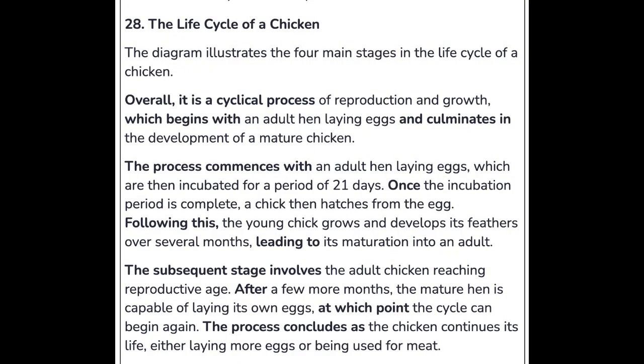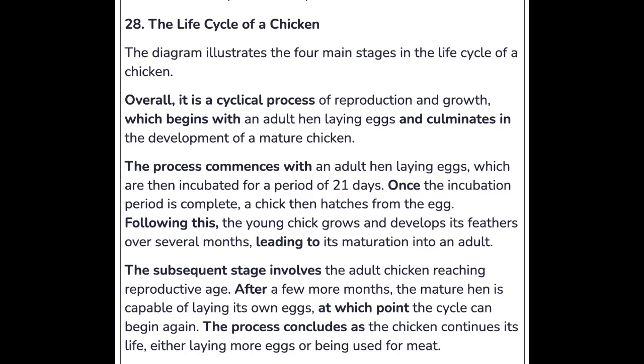The process commences with an adult hen laying eggs, which are then incubated for a period of 21 days. Once the incubation period is complete, a chick then hatches from the egg. Following this, the young chick grows and develops its feathers over several months, leading to its maturation into an adult. The subsequent stage involves the adult chicken reaching reproductive age.